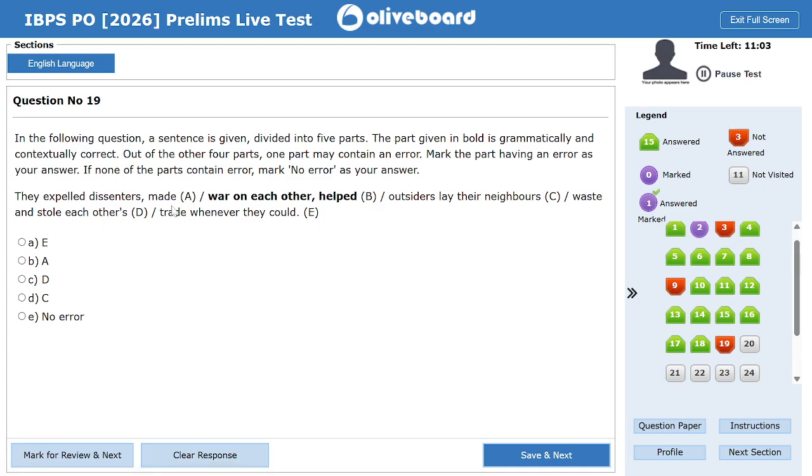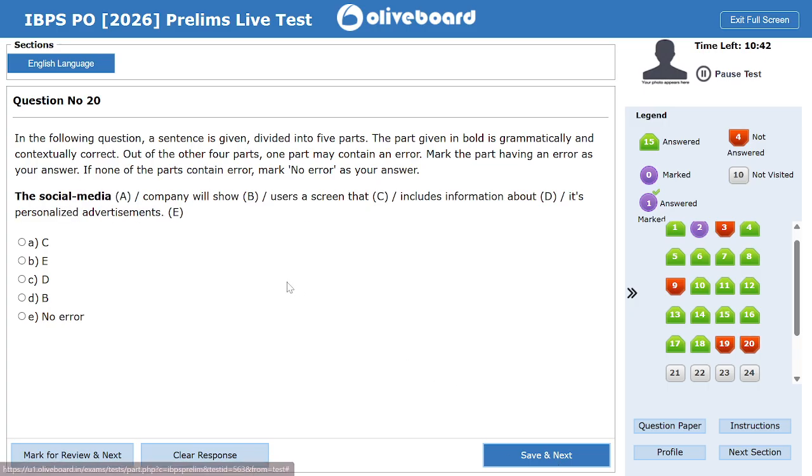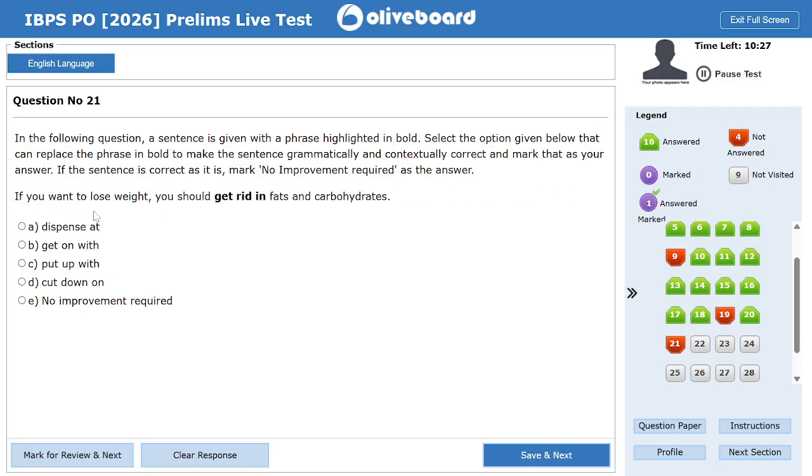They expelled dissenters, made war on each other, helped outsiders to lay their neighbors waste and stole each other's trade whenever they could. A social media company will show users a screen that includes information about its personalized advertisement. If you want to lose weight, you should get rid of fats and carbohydrates. Cut down.